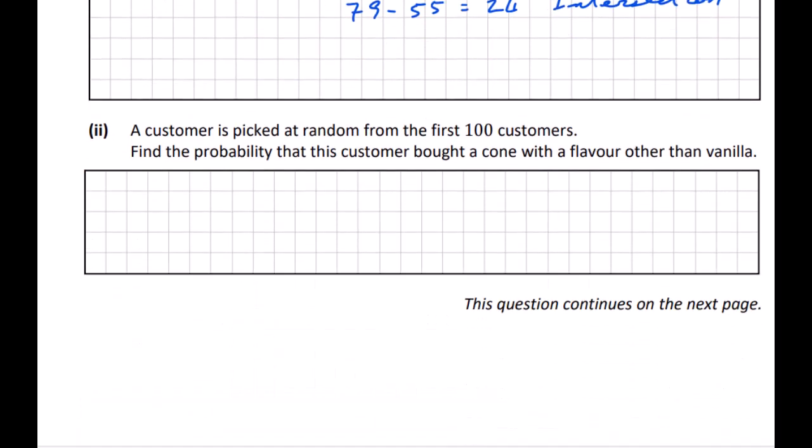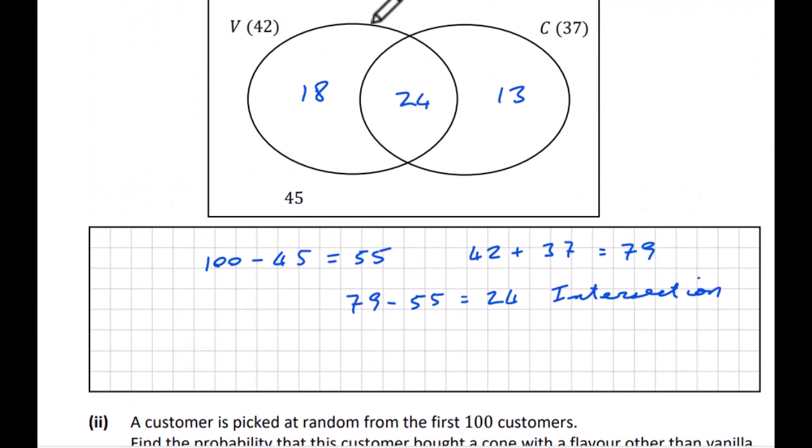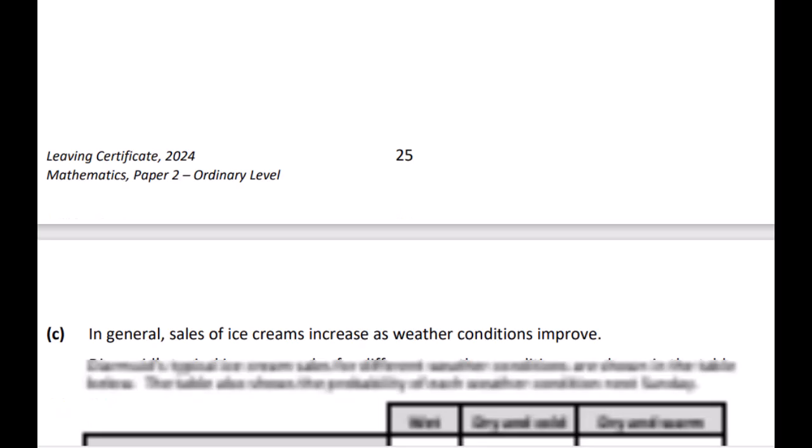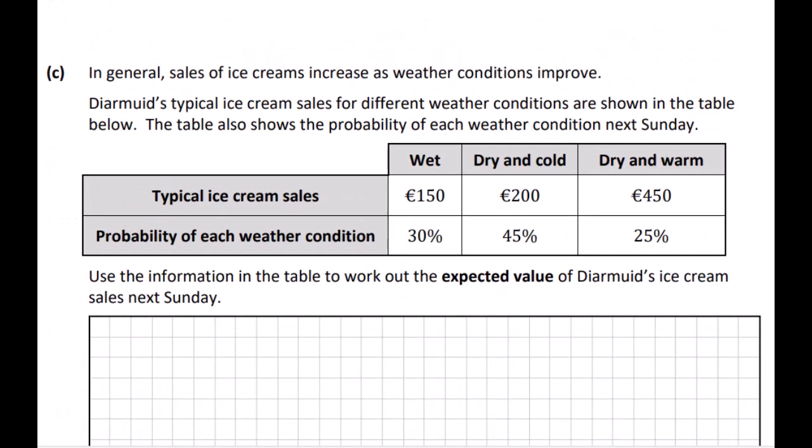Next part, a customer is picked at random from the first 100 customers. Find the probability that this customer bought a cone with a flavour other than vanilla. These are the customers who bought vanilla here. So the customers who didn't buy vanilla are going to be 13, so it's 13 out of 100. So the probability of a customer not buying vanilla, V complement if you like, is going to be 13 over 100, or 0.13.